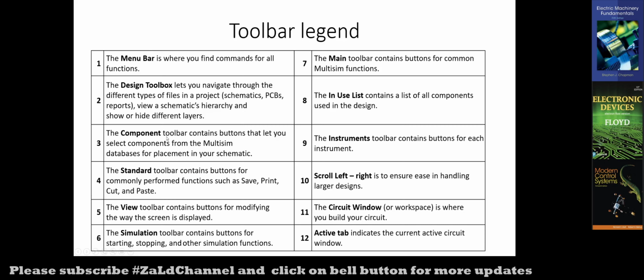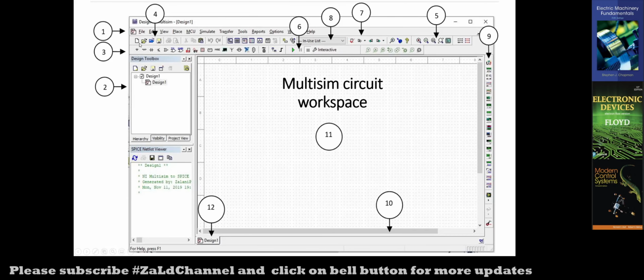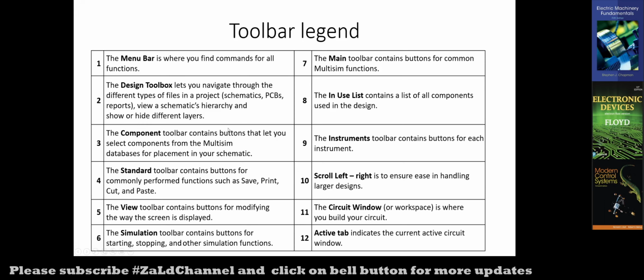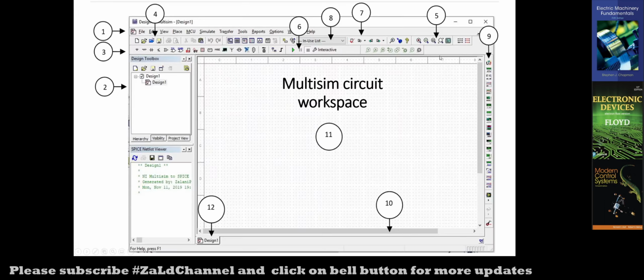related to the standard toolbar button that contains how, if you select this, it means that you want to open a new file. Okay, and the other one, if you want to open an existing file, or to save the file. Okay, that one is number 4. 5 is more to the view toolbar, right?